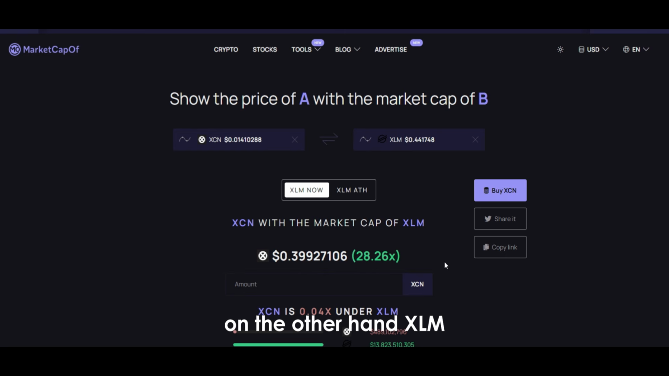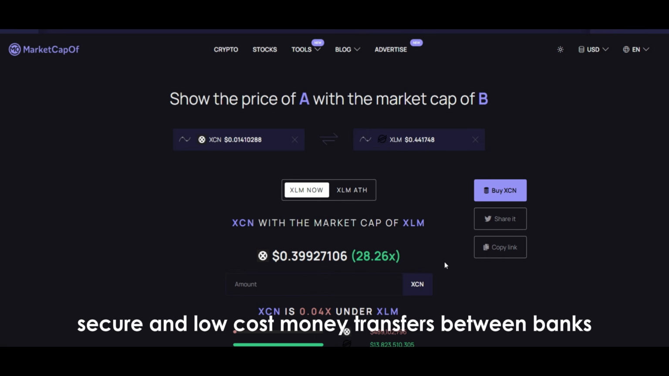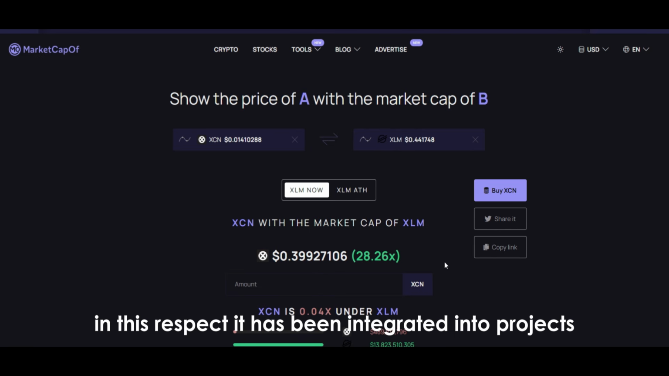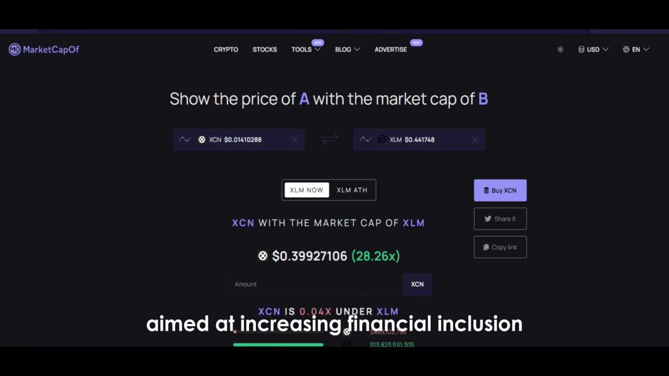On the other hand, XLM, known as Stellar Lumens, is an established blockchain platform that has been active since 2014, focusing on cross-border payments and microtransactions. XLM enables fast, secure, and low-cost money transfers between banks, financial institutions, and individuals. In this respect, it has been integrated into projects aimed at increasing financial inclusion, especially in developing countries, and is preferred by a large user base.